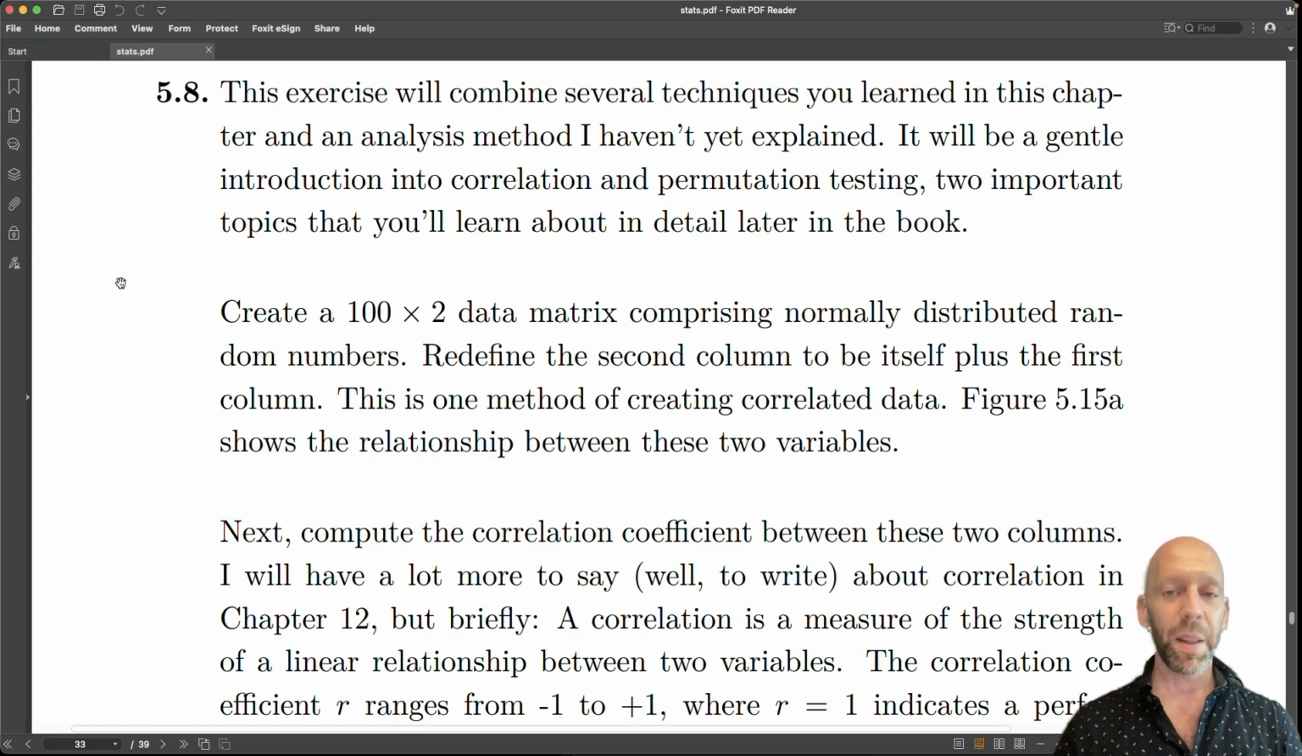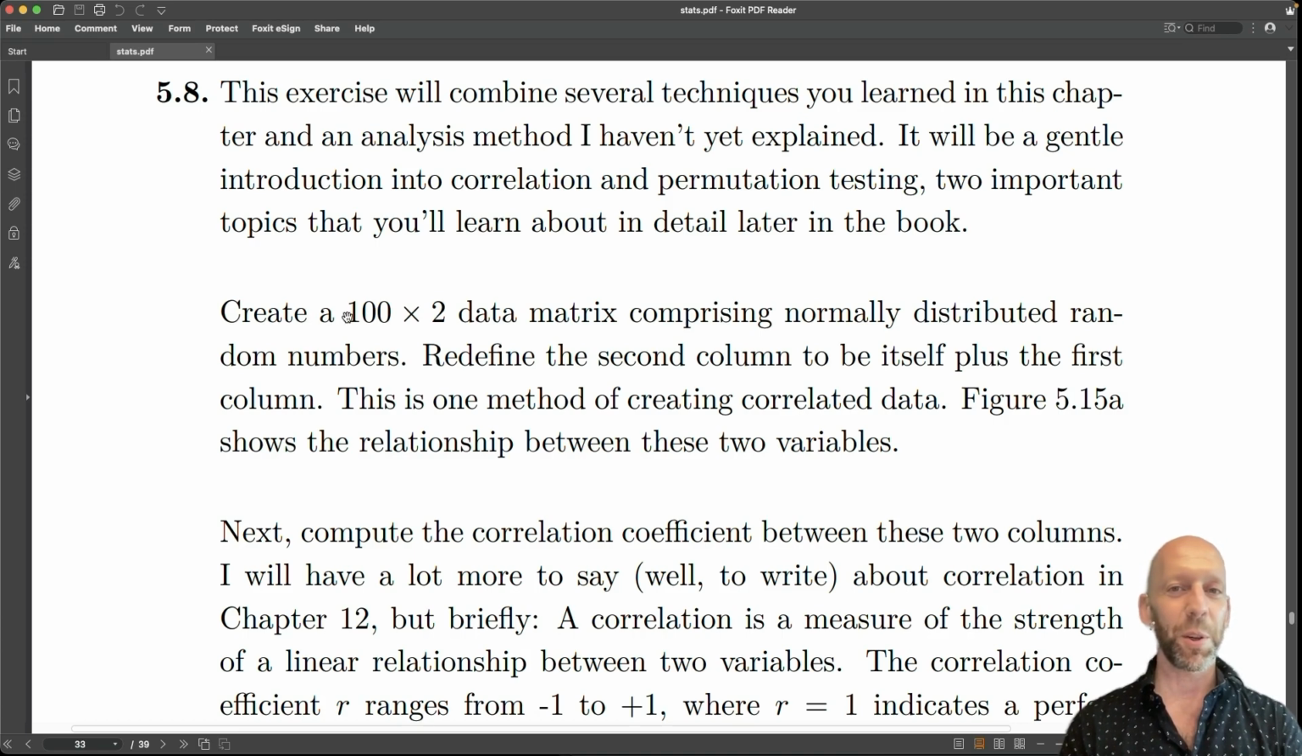And the other concept in this exercise is permutation testing, which has to do with creating a random data set, or creating random data out of the empirical data that you have measured. So both of those topics will be discussed in detail at length in later chapters of the book. The goal here is to provide a nice, gentle introduction to those concepts in the context of learning about simulating data. All right, so let's get down to business.